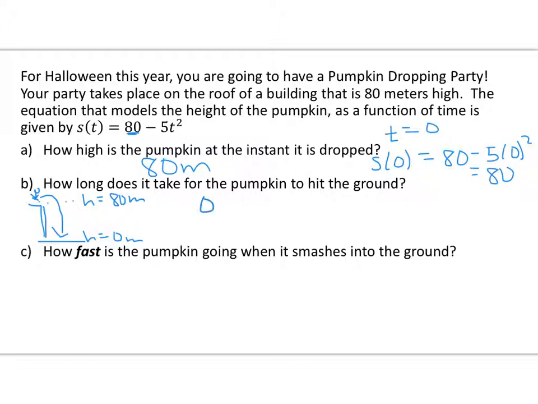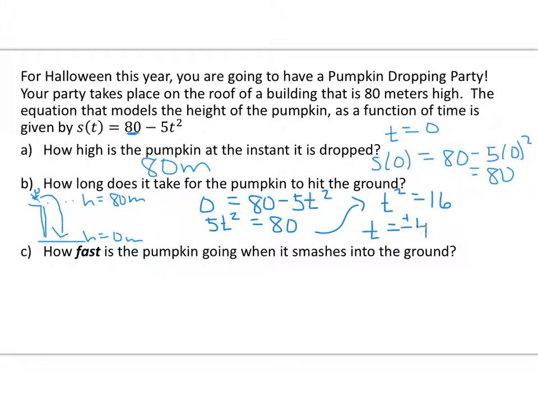So to solve for that time, I have 0 equals 80 minus 5t squared. I added 5t squared to both sides, so 5t squared equals 80. Divided both sides by 5, so I have t squared equals 16. I take the square root of both sides, I get t equals plus or minus 4. This is in seconds. I can't have negative seconds, so I know my answer is positive 4 seconds. I can't go backwards in time.